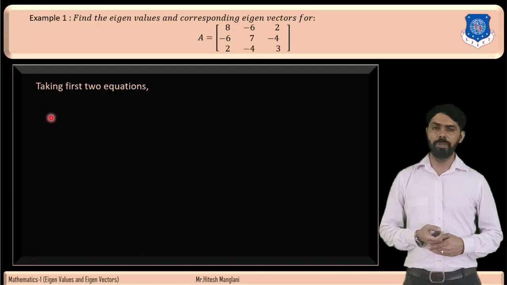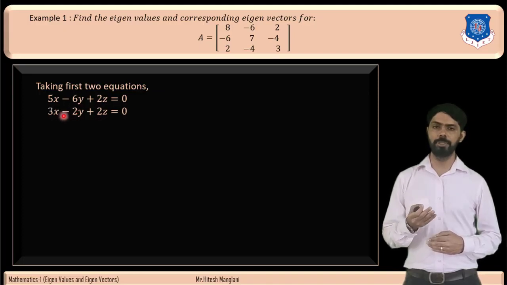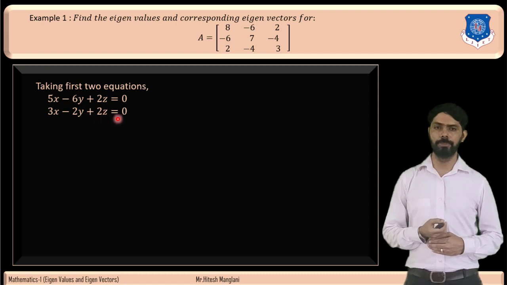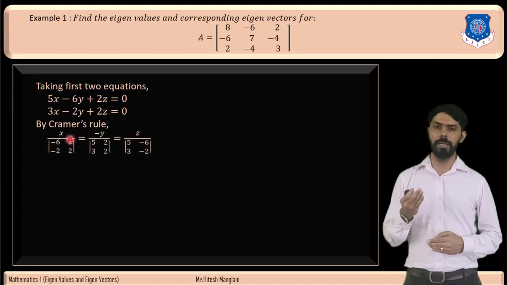Now taking the first two equations, the first equation is 5x minus 6y plus 2z is equal to 0, and the second equation is 3x minus 2y plus 2z is equal to 0. Now here we will apply Cramer's rule. So by Cramer's rule, x divided by determinant of minus 6, minus 2, 2.